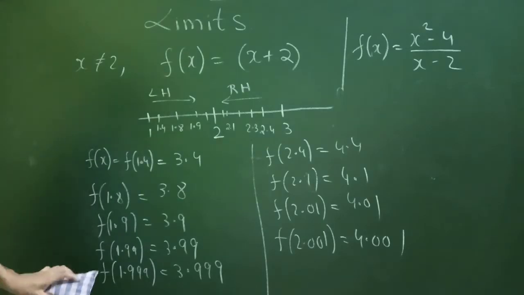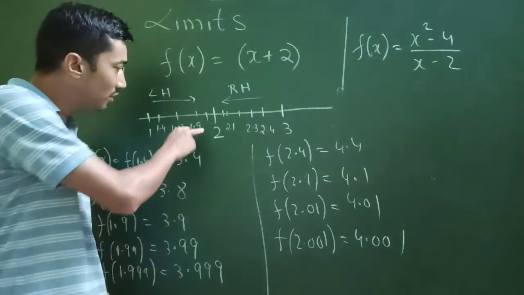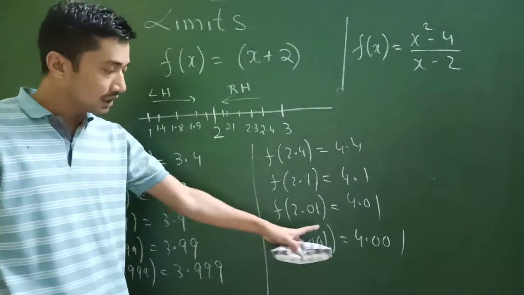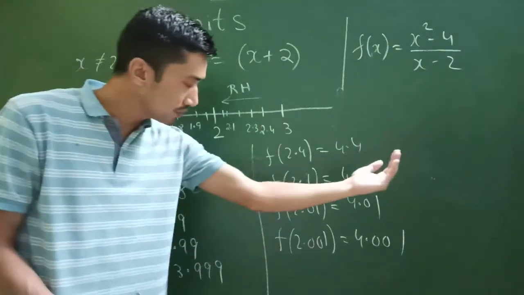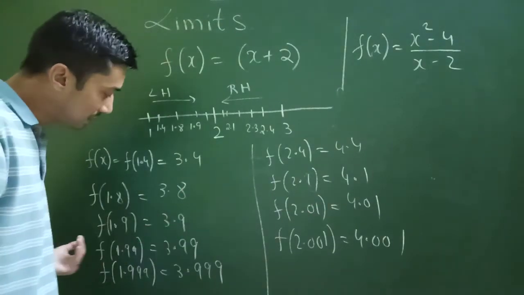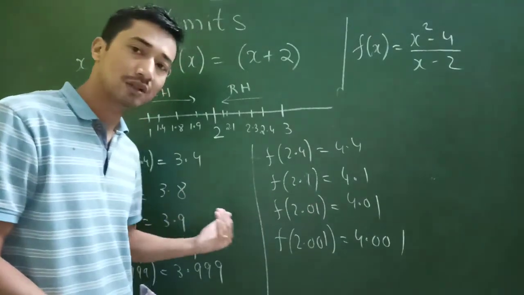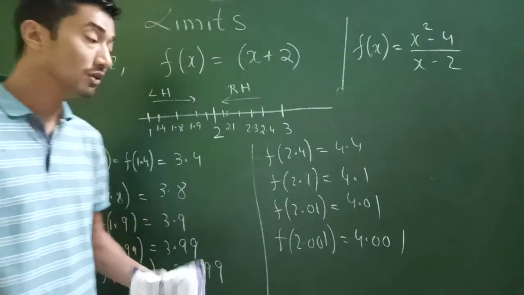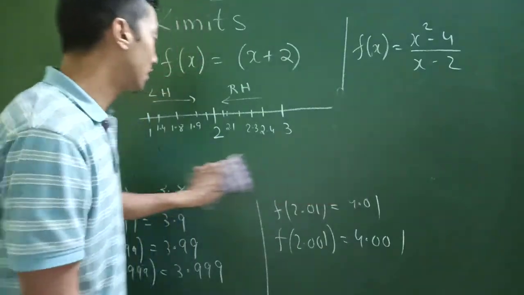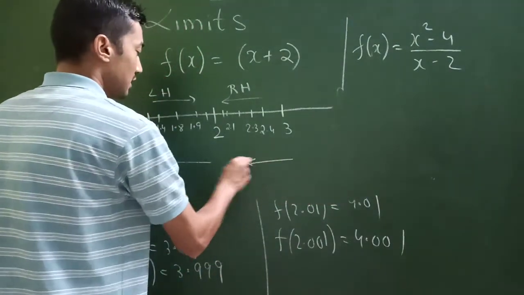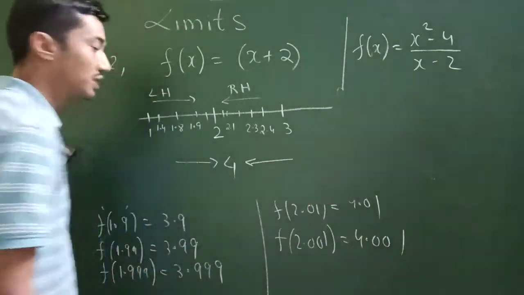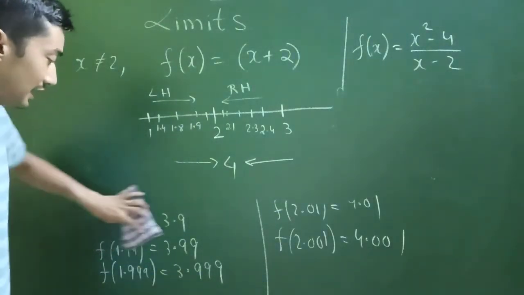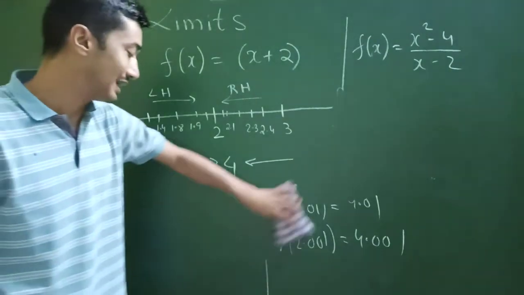You see an interesting thing that is happening here: when we approach 2 for this function from the left hand side as well as from the right hand side, the more closer we get to the value of 2, we are approaching the value 4. We are actually approaching from both sides. As we approach towards 2, we are approaching the value 4 for this particular limit, isn't it? And that is exactly what limits tell us about.